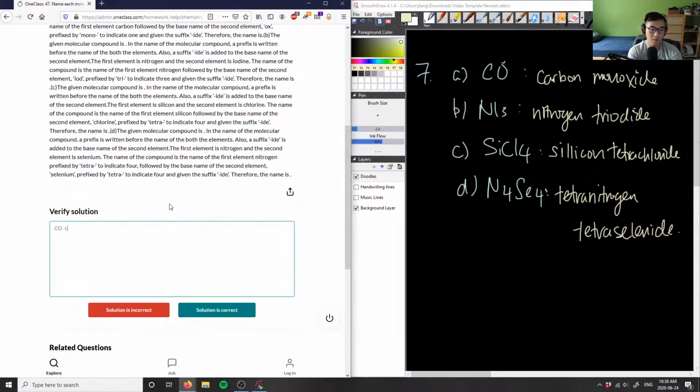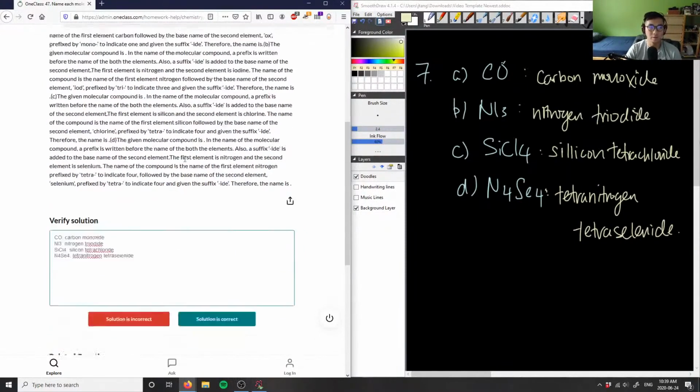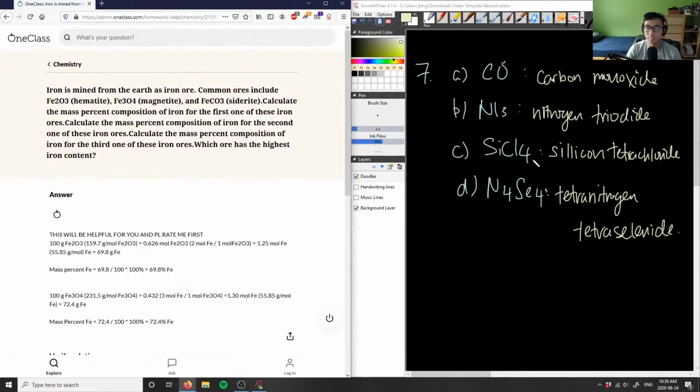So CO is carbon monoxide. NI3, nitrogen triiodide. I want to say it's 2 I's. Maybe Google will help me out. Nope. I'll leave it as that. SiCl4 is silicon tetrachloride. And N4Se4 is tetranitrogen tetraselenide. So that's going to be our answer to this problem.